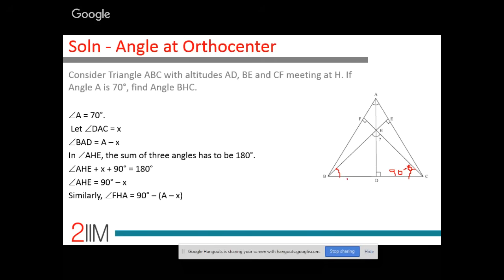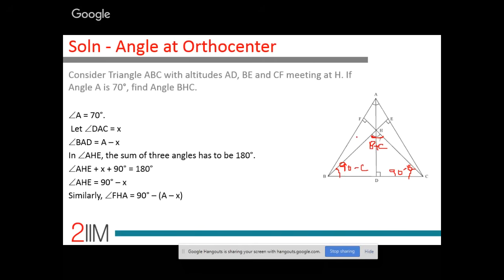What is the angle EBC? This angle is 90 minus C. So what will be this angle? We take triangle HBC. 180 minus (90 minus B) minus (90 minus C), which is B plus C. Angle A is 70. Angle B plus C should be?